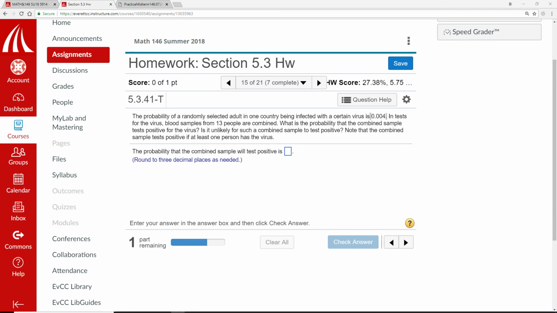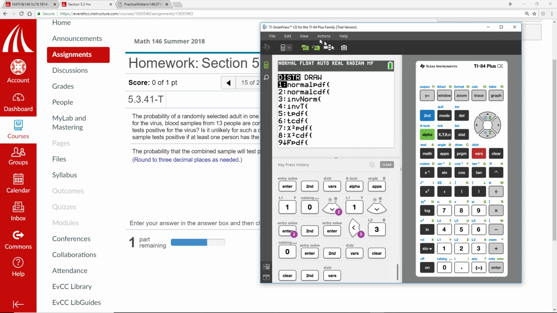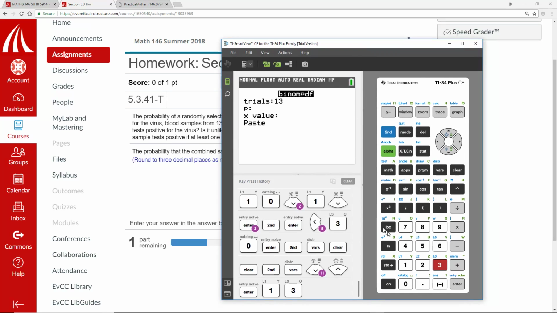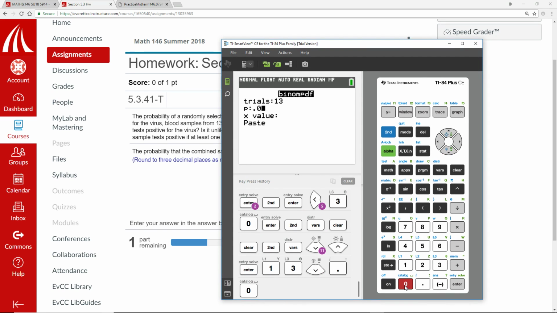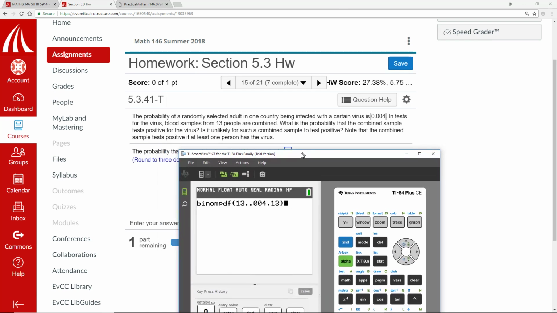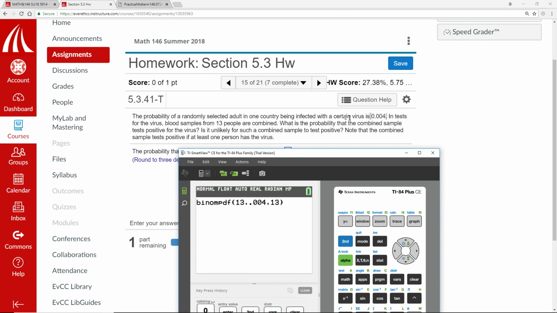Okay, here we go. Calculator. So, we're just going to go straight to binomial PDF. We want exactly 13. So 13. Now, very small probability. And I need to make sure that we are talking about this before I hit enter. This is the command, but I need to make sure that being infected is 0.004.